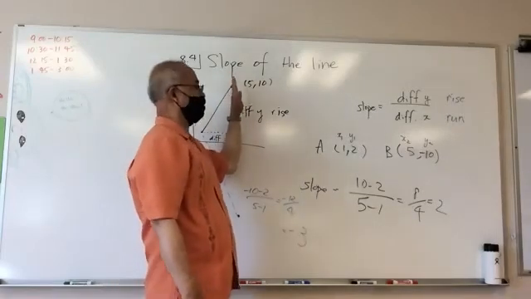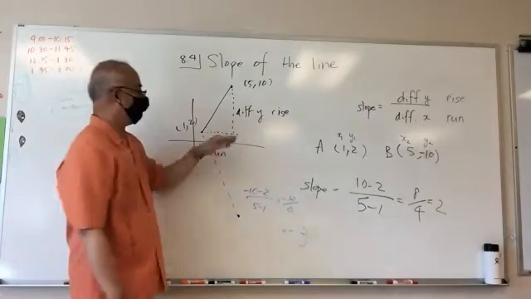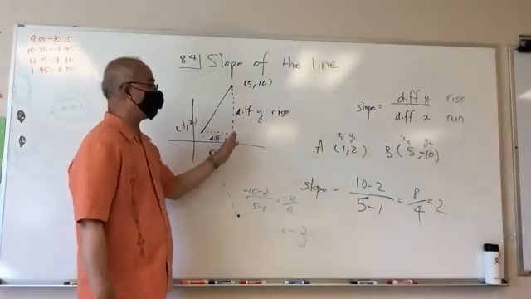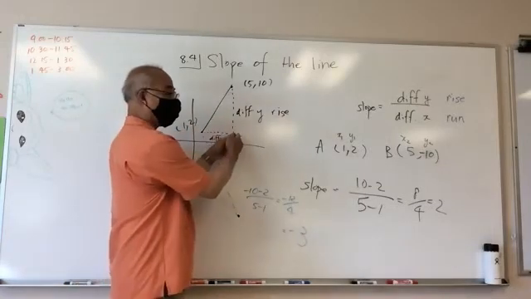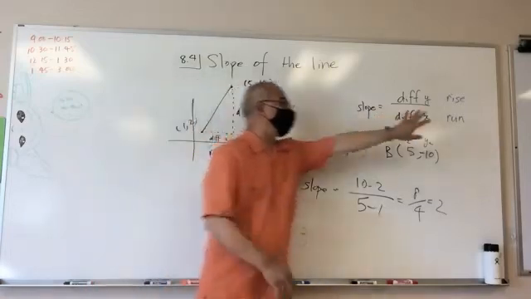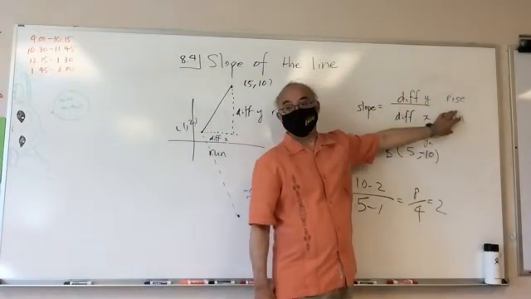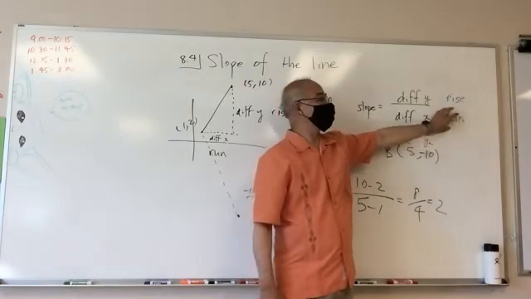Vertically, this is called the undefined slope, because I have a lot of rise, but 0 run. So I'm trying to divide a large number by 0, and you are not allowed to divide anything by 0, correct? That is why it's called undefined.